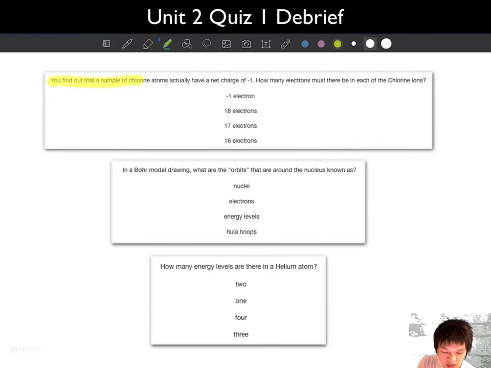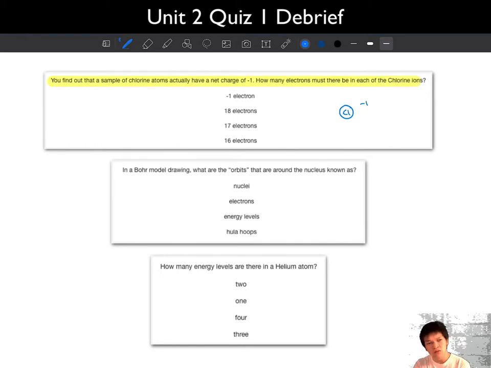Alright, next question. You find that a sample of chlorine atoms actually have a net charge of -1. How many electrons must be in each of the chlorine atoms? Okay, so we got a chlorine atom. It has a net charge of -1. Well, if it has a net charge of -1, that means there should be more electrons than protons, right? There's gotta be more negative things than there are positive things.